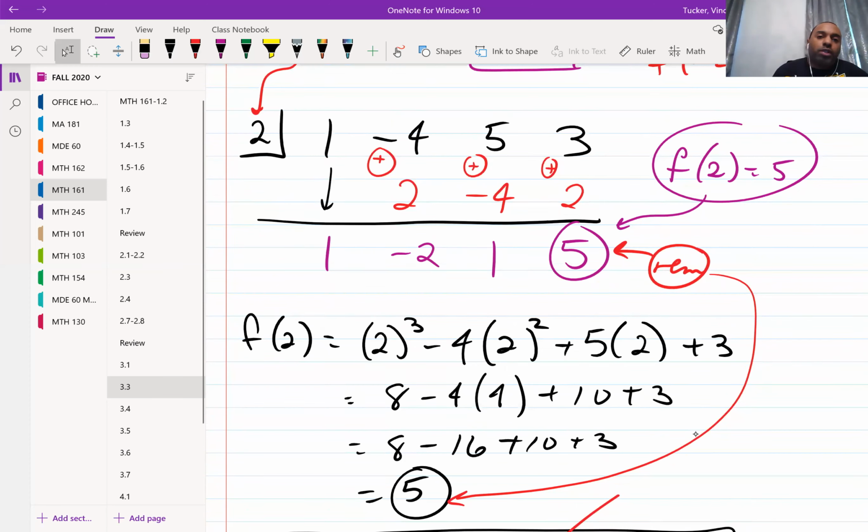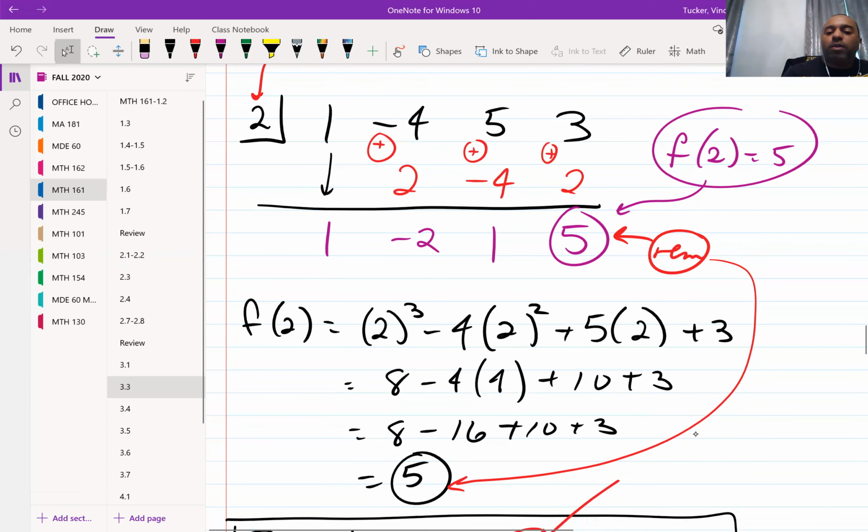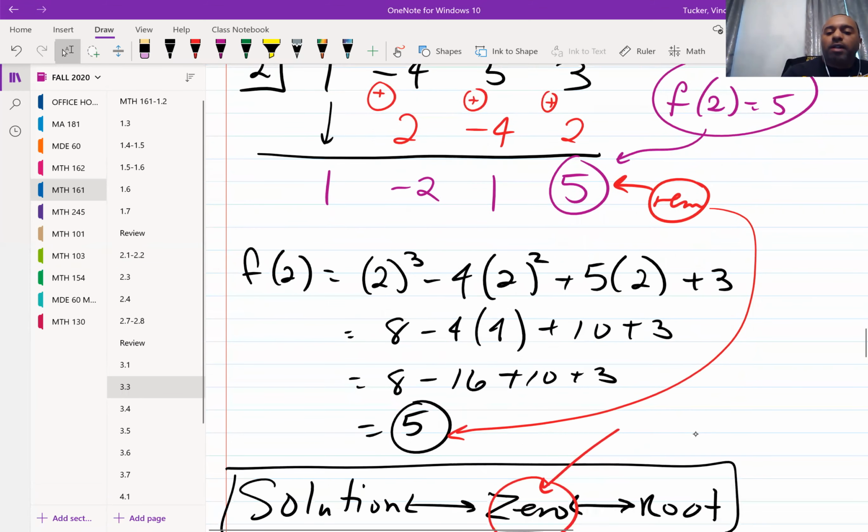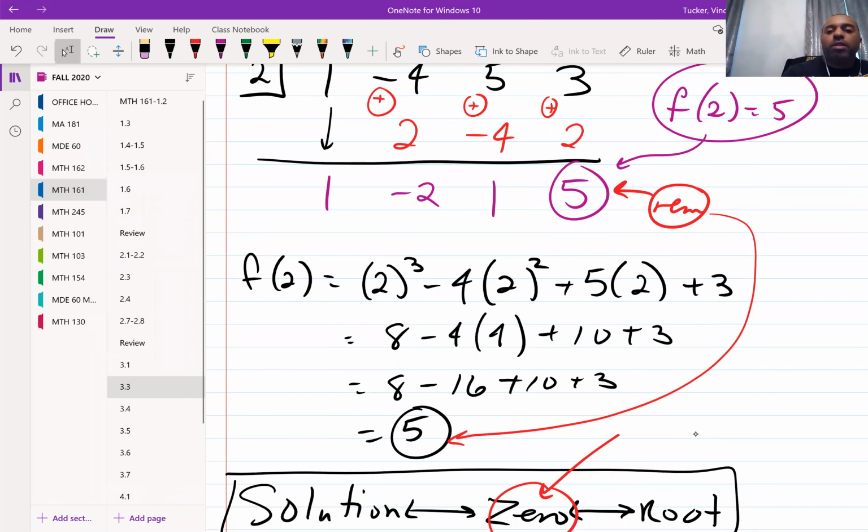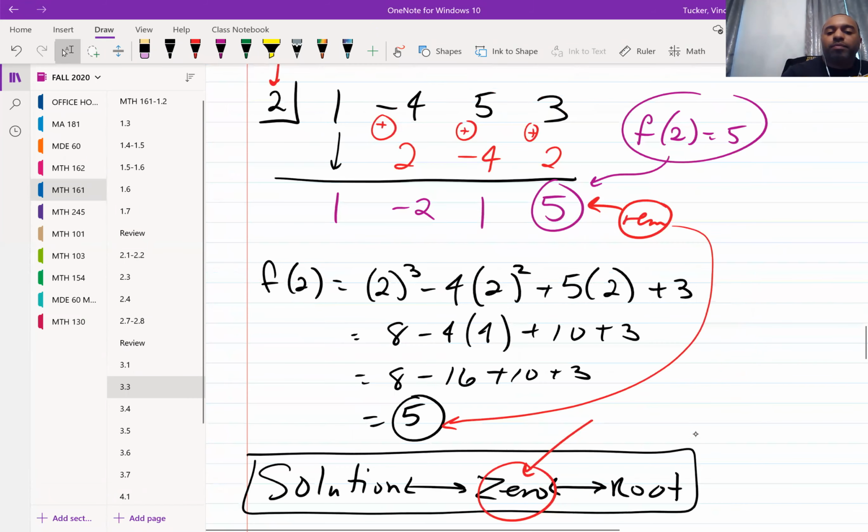All right, questions on that? Questions on the remainder theorem? So hold on to that connection. Like I said, that connection is going to help us out in future exercises.